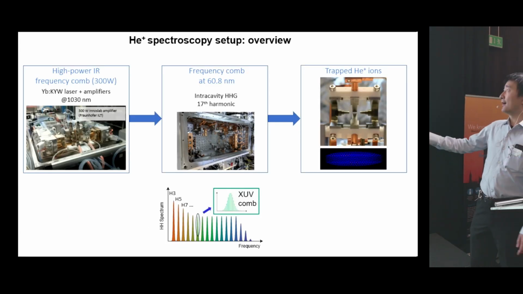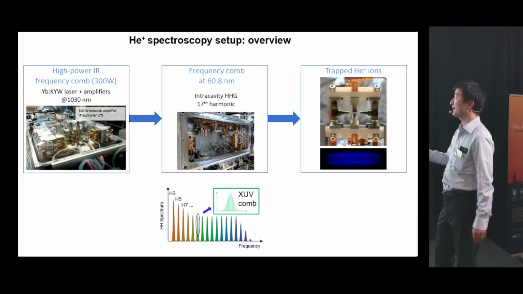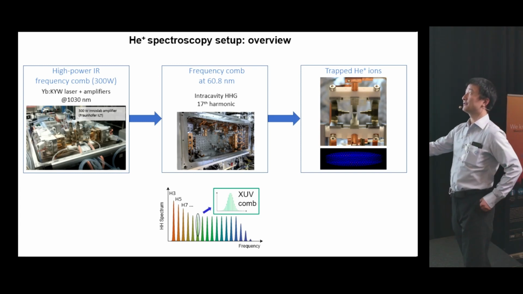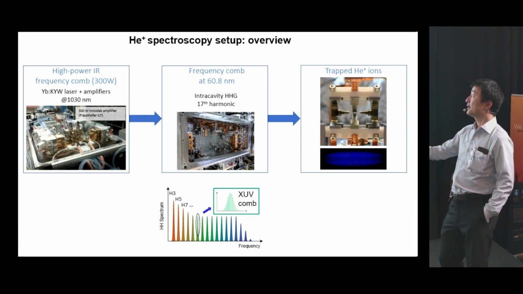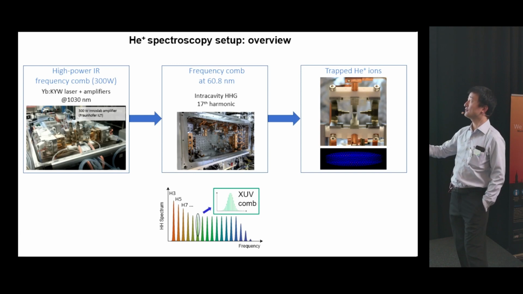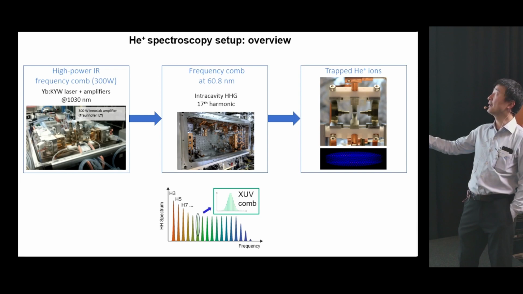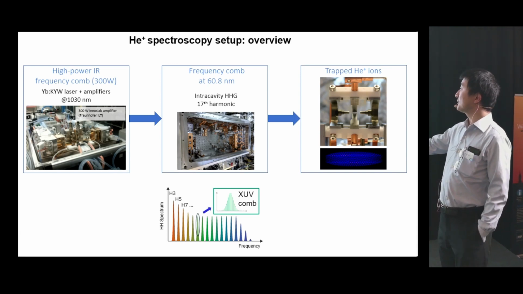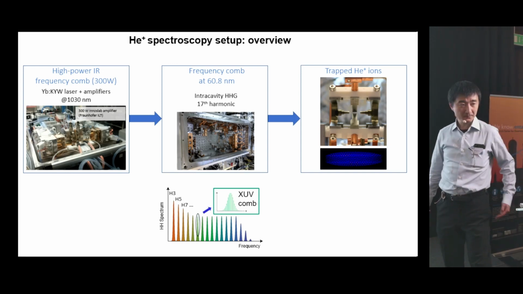So this is an overview of our experimental apparatus, how we approach this interesting target. We start from a very high power infrared frequency comb with an average power of 300 watts. We use the high harmonic generation process, taking the 17th order of harmonics, which corresponds to 61 nanometers, fitting this excitation wavelength. Once we produce the 61 nanometer frequency comb, we can transport it into trapped Helium-plus ions to excite the 1s-2s transition.